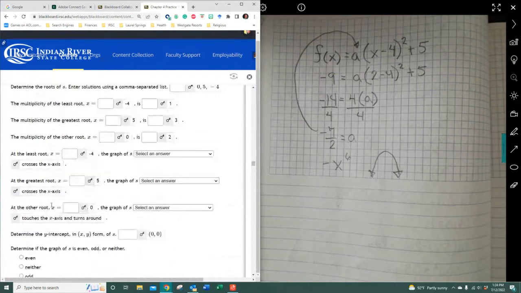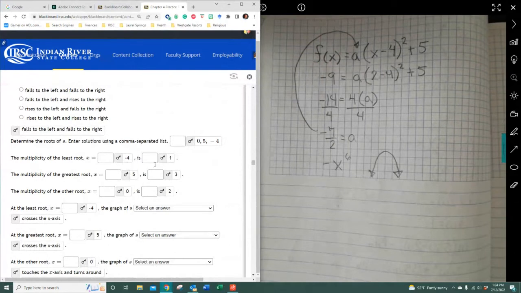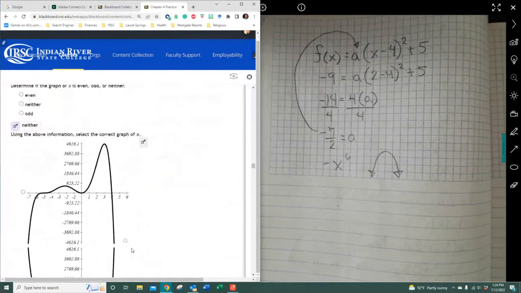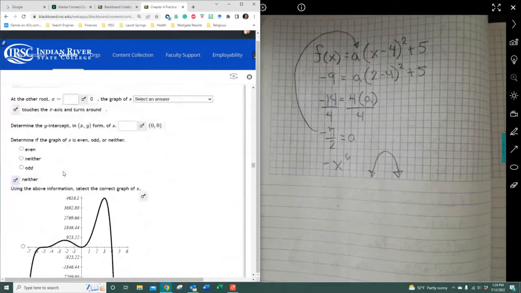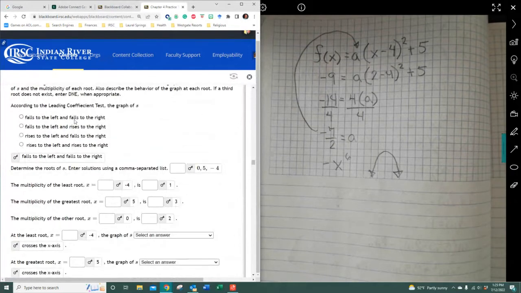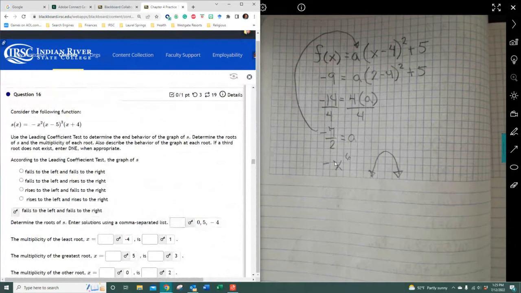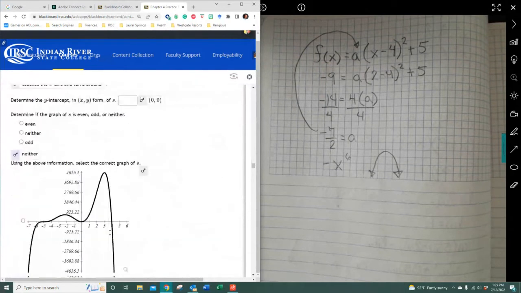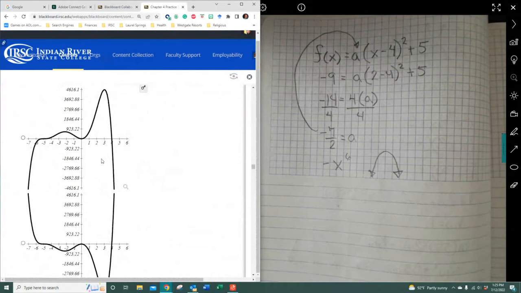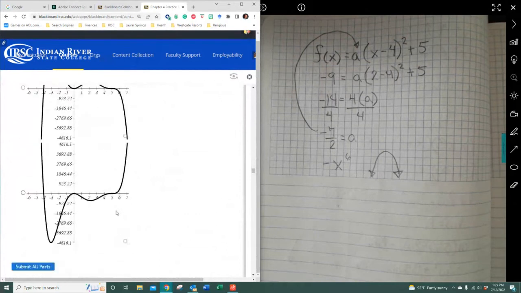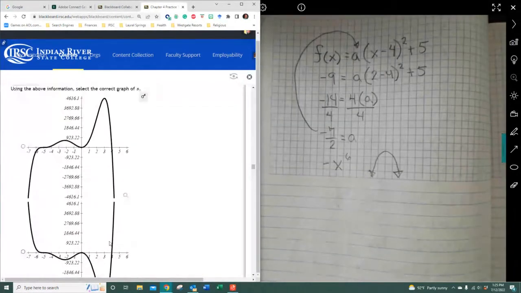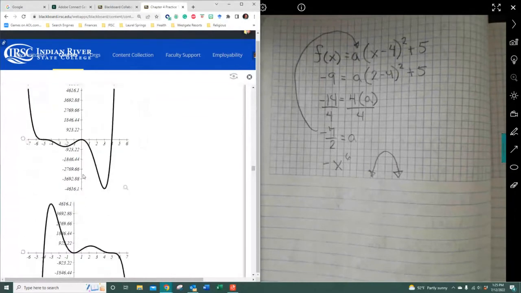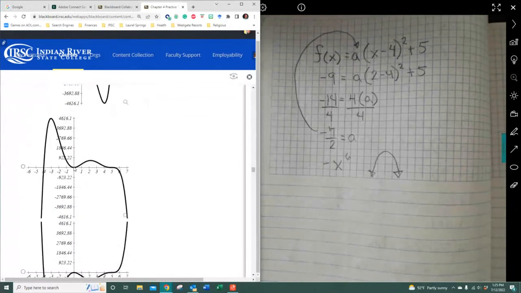Now, selecting it, we know that the graph is going through these 2 points right here, as well as turning around at 0. First of all, it's odd. No, it's not odd. It's even, excuse me. It's even, falling to the left and falling to the right. So it's going to have to be this one or this one. It can't be this one or this one because those are upward opening parabolas. Now it's turning around at this point, which is good, and also turning around at this point.